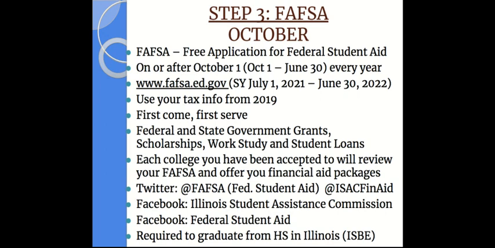It's one application that shows you if you're eligible for federal grants, state grants, scholarships, work study, or student loans. So this is where student loans come from. They don't come from going to a bank and applying. That comes from the FAFSA. And grants and scholarships are money that does not get paid back.